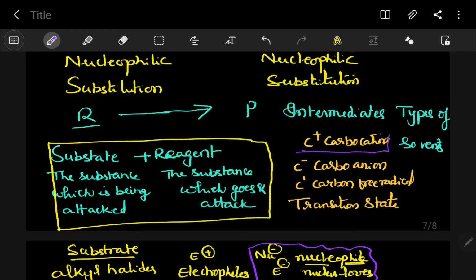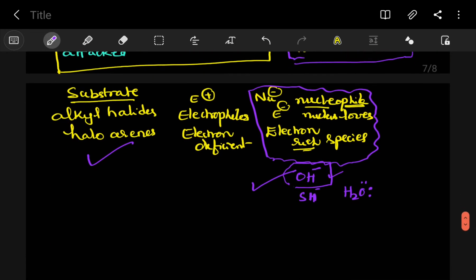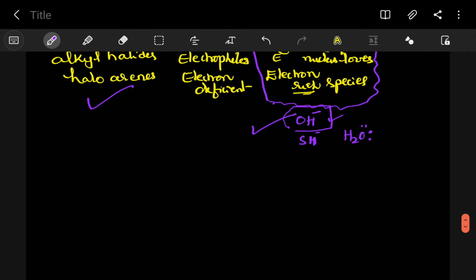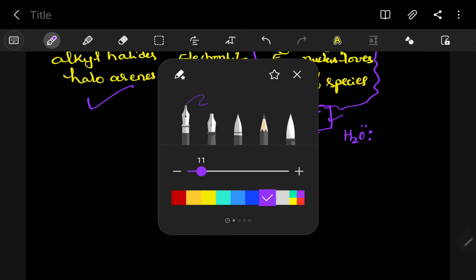Carbocation, this one carbocation, as well as the transition state. These two we will come across with this carbocation and the transition state. Next one is types of solvents. Now I will explain what the types of solvents are.